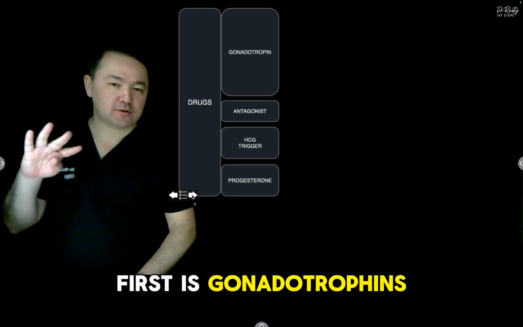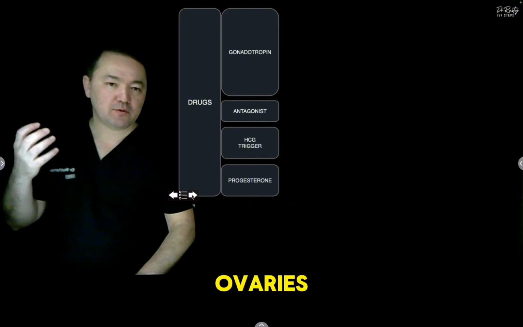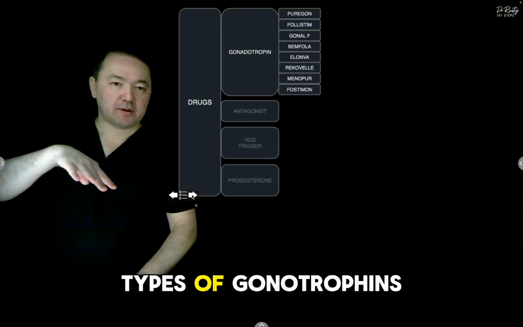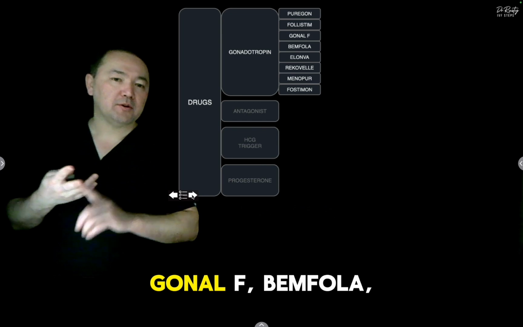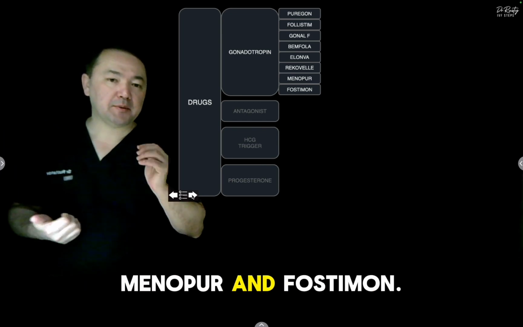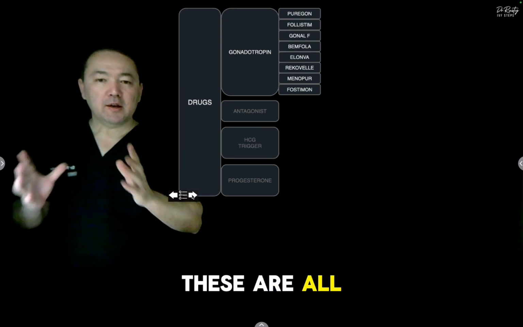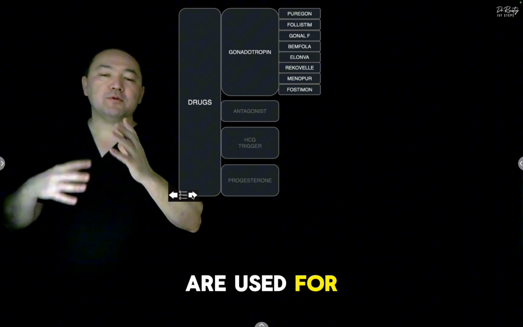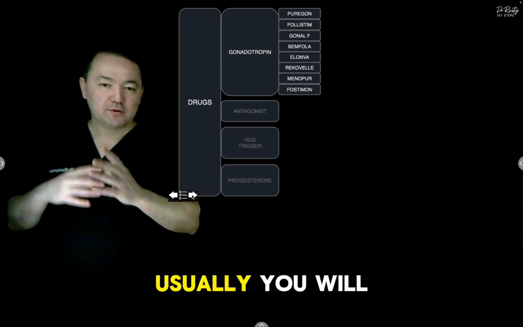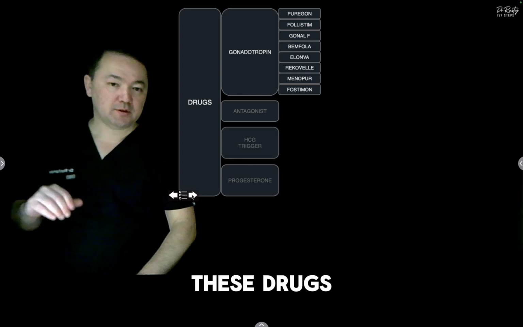First is gonadotropins. These are drugs to stimulate your ovaries. These are the types of gonadotropins like Purigon, Follistim, Gonalef, Bimfola, Elonva, Ricavel, Menopur, Fostimon. These are all the drugs which are used for stimulation of your ovaries. Usually you will be on one of these drugs.